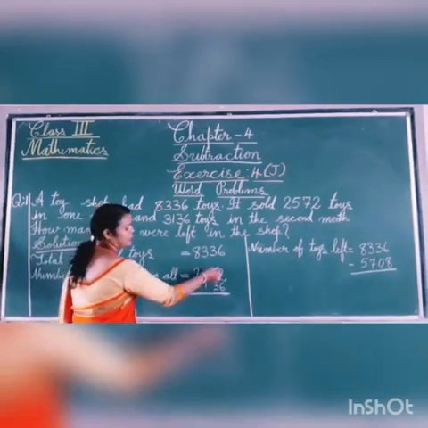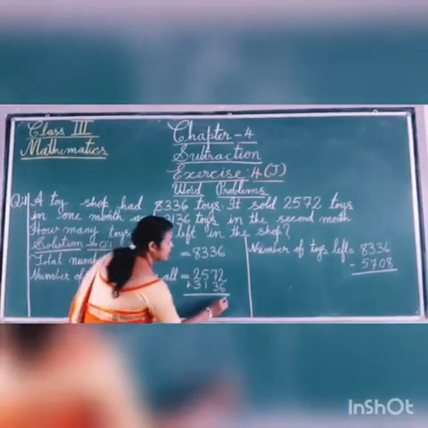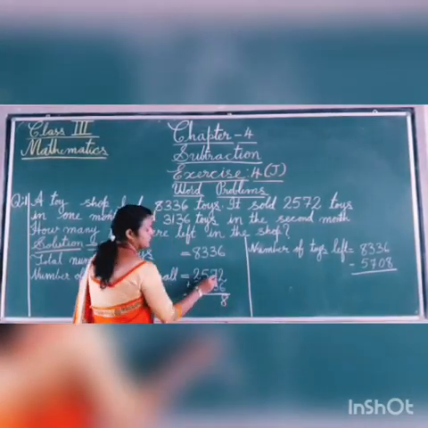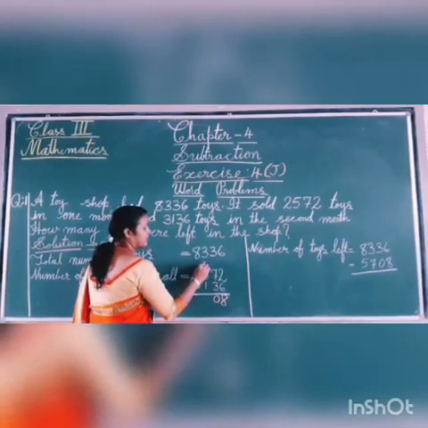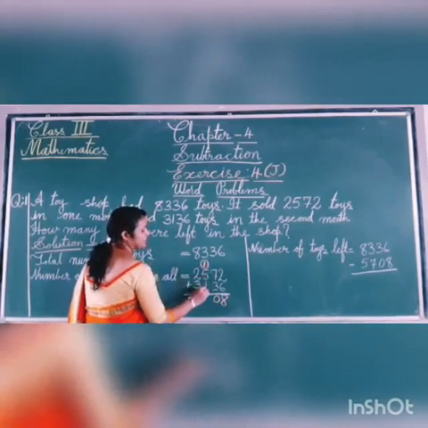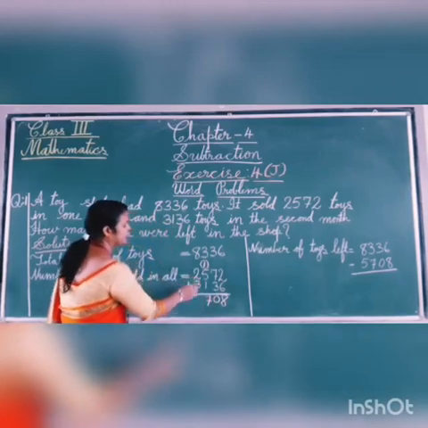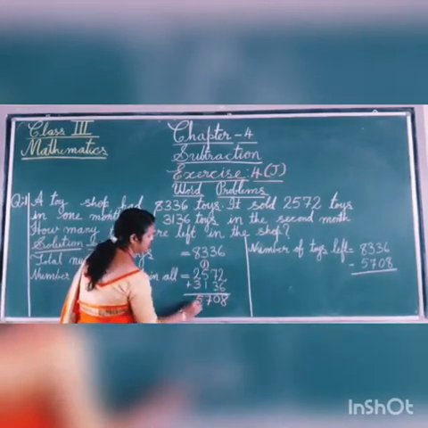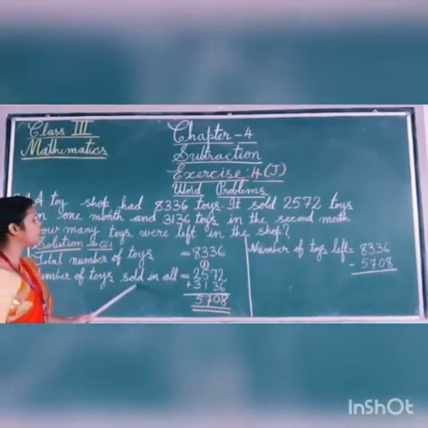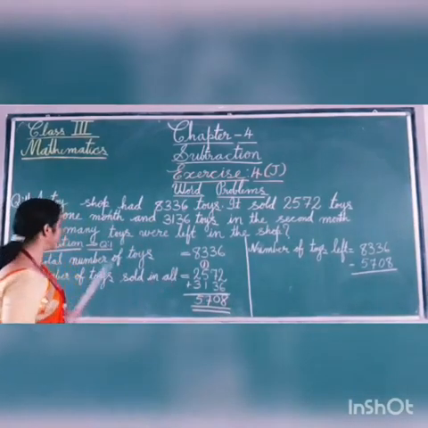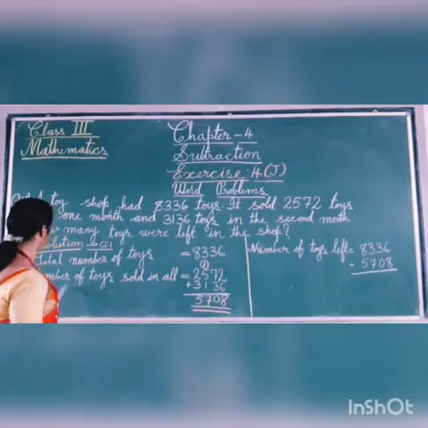Now let us add. 6 plus 2, we will get 8. 7 plus 3, we will get 10, and 1 carry. 5 plus 1, 6, plus 1 carry, 7. And here 3 plus 2, 5. Here is the number of toys sold in all. One short step I have made for both processes here.